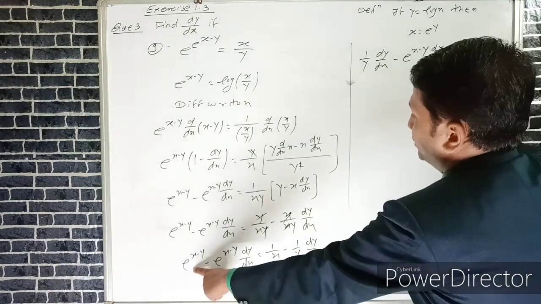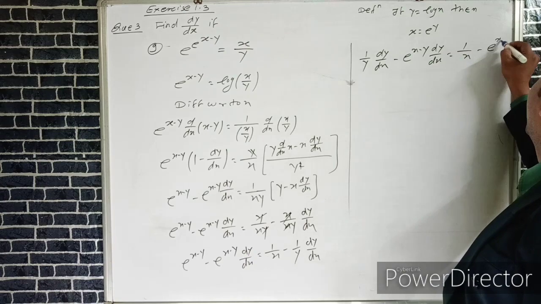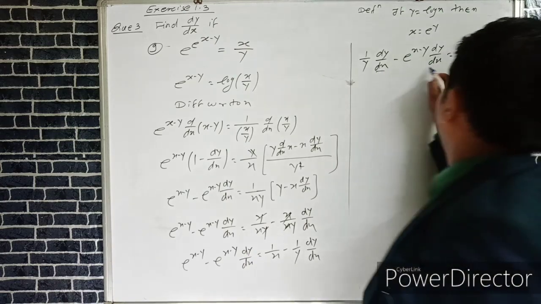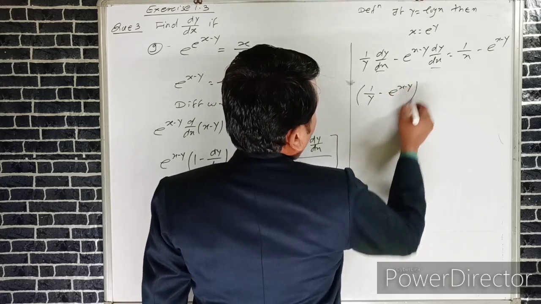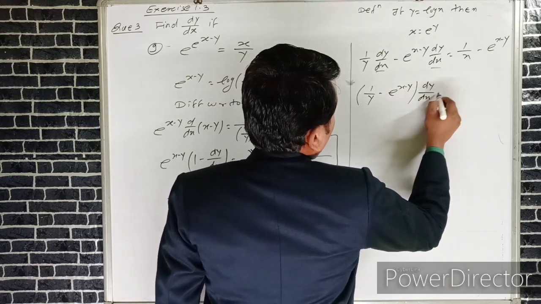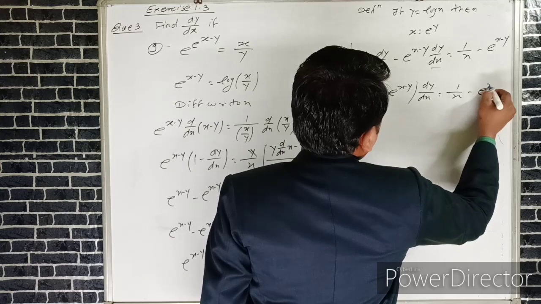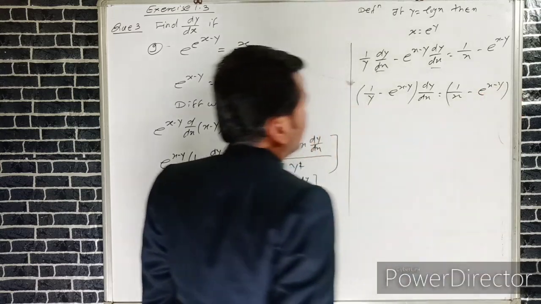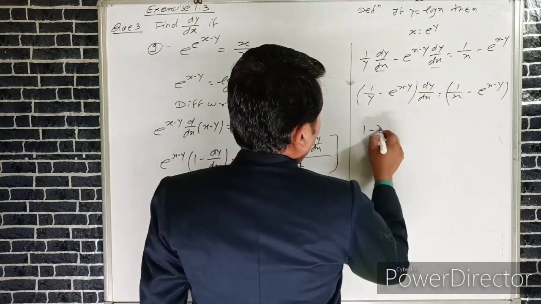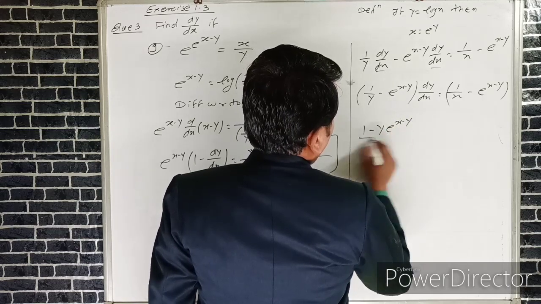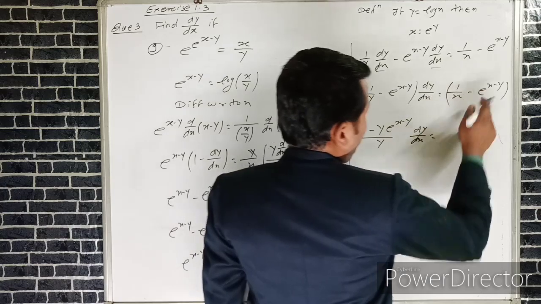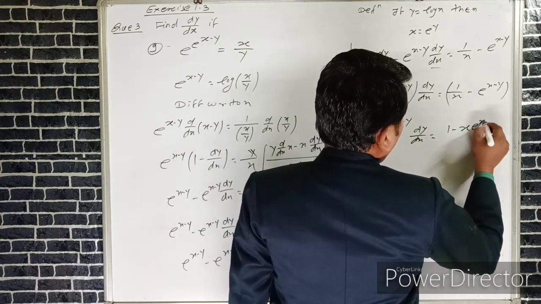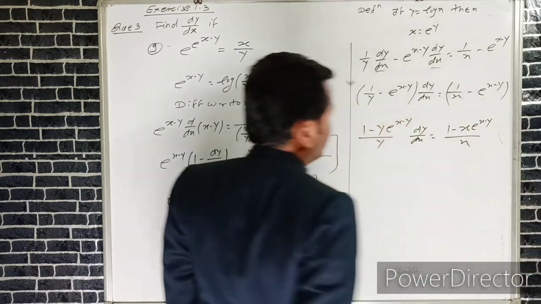This e to the power x minus y is minus e to the power x minus y. If we take dy by dx common, we can write 1 upon y minus e to the power x minus y into dy by dx is equal to 1 by x minus e to the power x minus y. 1 into this, 1 minus y into e to the power x minus y upon y into dy by dx is equal to 1 into this, 1 minus x into e to the power x minus y upon x.